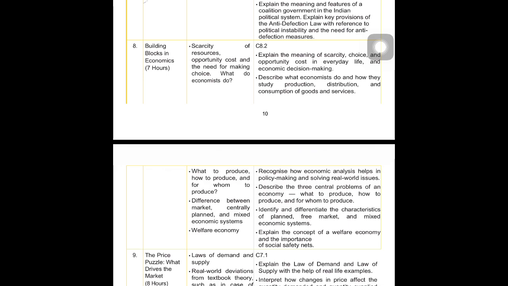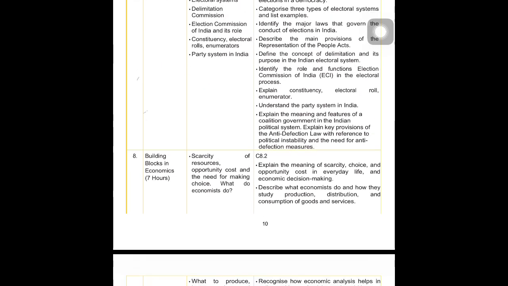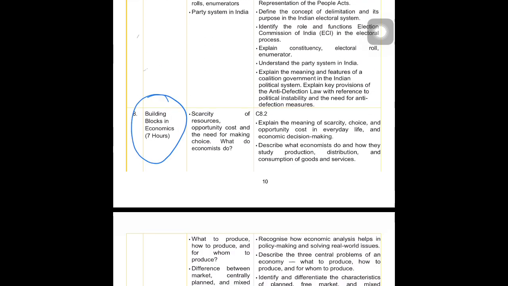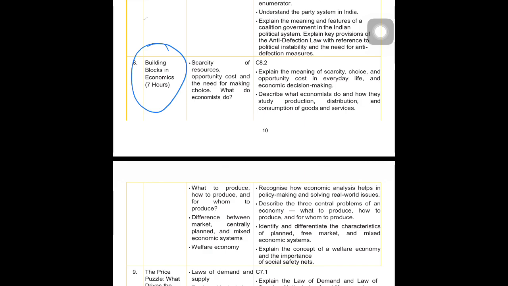Economics with Manish पर। हमने लास्ट वीडियो में देखा था कंप्लीट सिलेबस ऑफ इकोनॉमिक्स इन द सोशल साइंस। So here we will start from the topic 1, building blocks in the economics, and here we will discuss few topics. Explain meaning of scarcity, choice and opportunity cost in everyday life and economic decision making. So here we will discuss three topics.